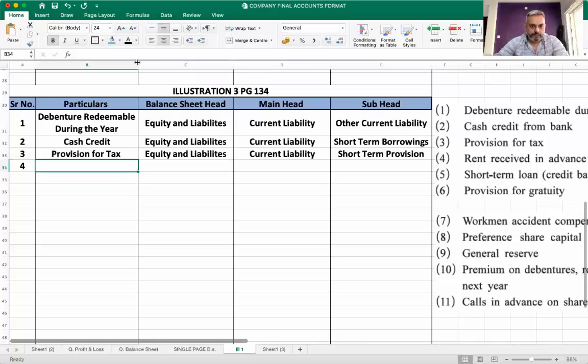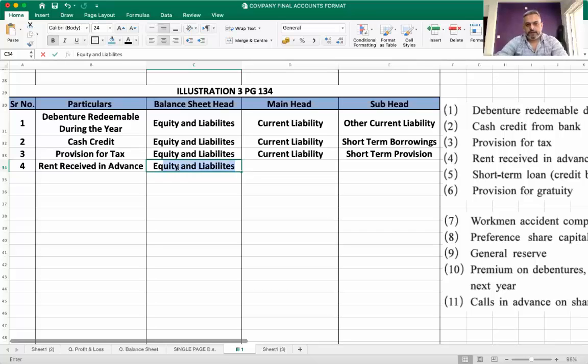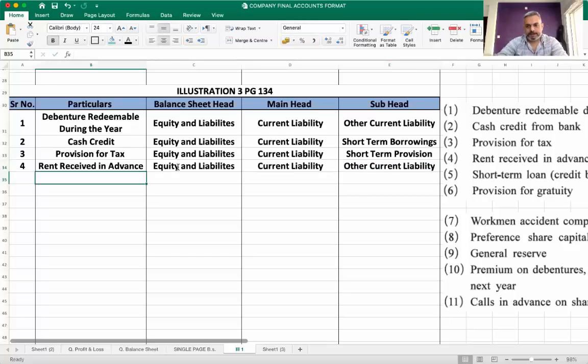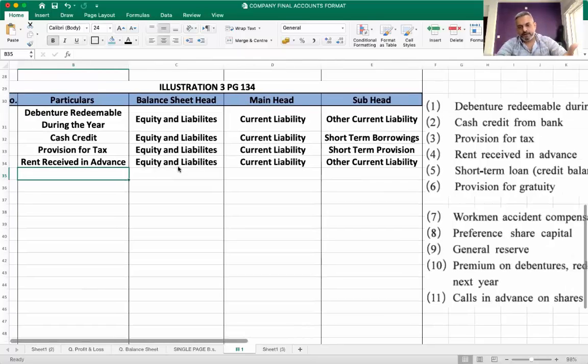Now rent received in advance, equity and liabilities. You have received rent in advance, so it is your liability. What type of liability is this? It is your other current liability, rent received in advance. You have received rent in advance, which you have to adjust.